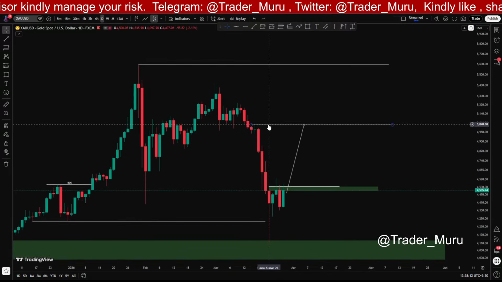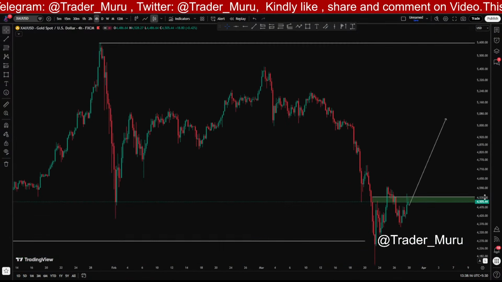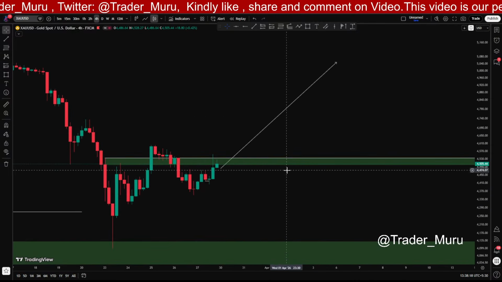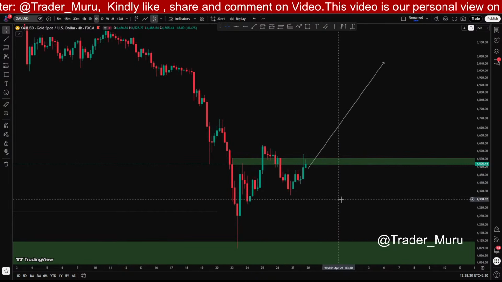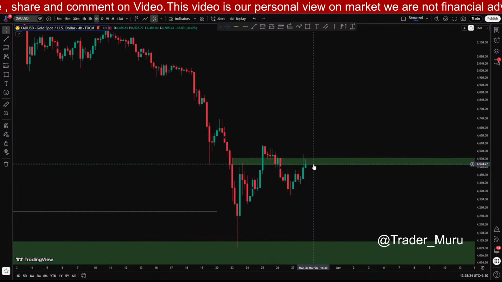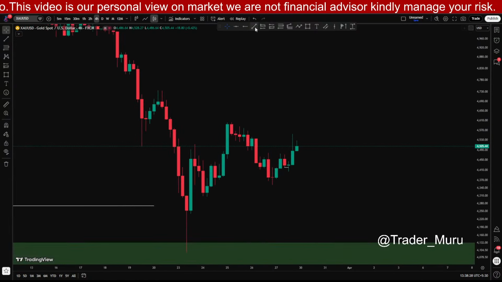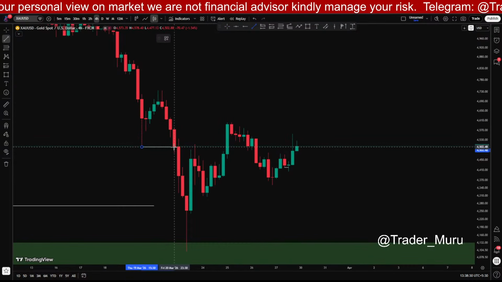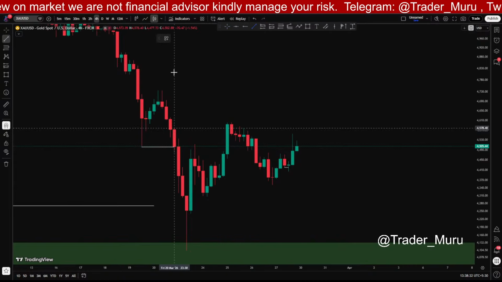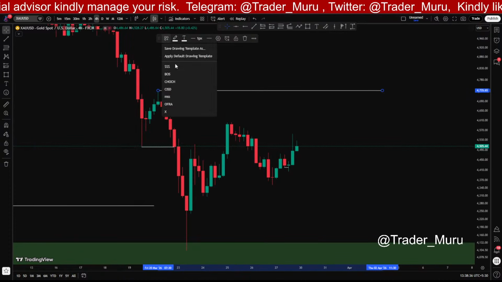Okay, now let's see the 4-hour time frame. In 4-hour time frame, as you can see here, let me just remove all this, we don't need this right now. We have a last breakout structure here, and this is our change of character level.